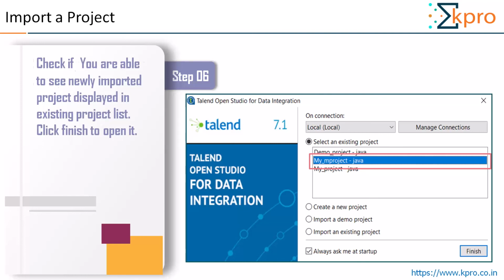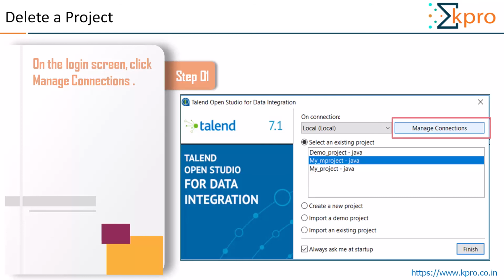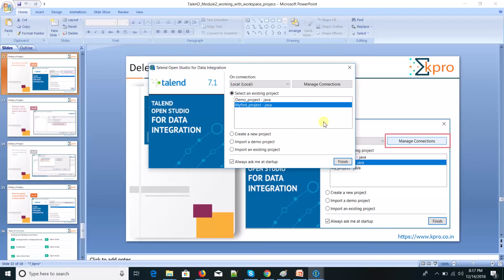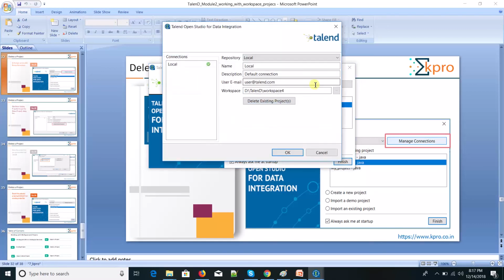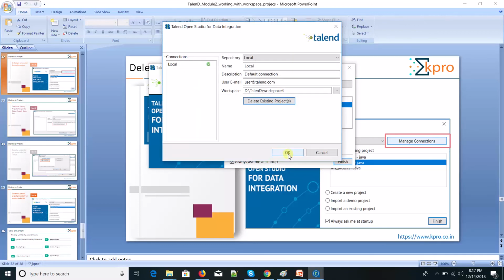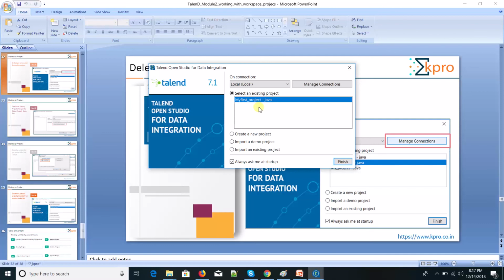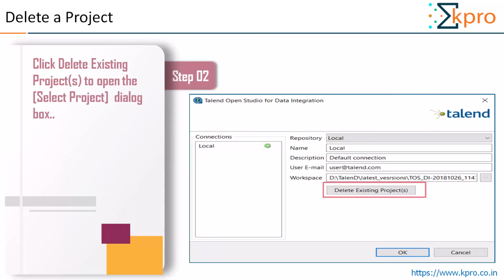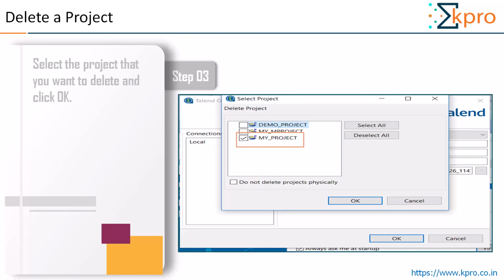The next is how to delete a project. Again, to delete a project, you have to go to the login page of Talend Open Studio. In the login page, you have to go to manage connections and select delete existing projects, and then you will be able to see all the existing projects. If you want to delete the demo project, you can select this demo and then click OK and OK, and then you will observe that the demo_project will go away from the existing project list. So this is how we can delete a project.